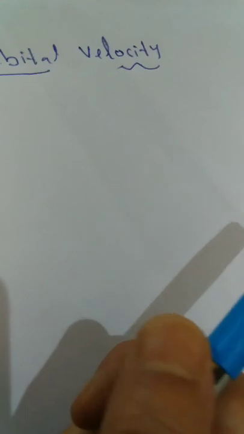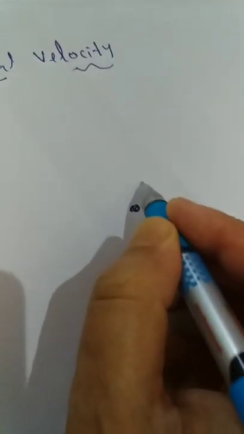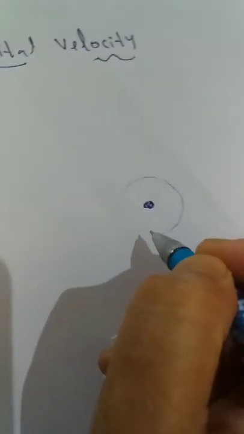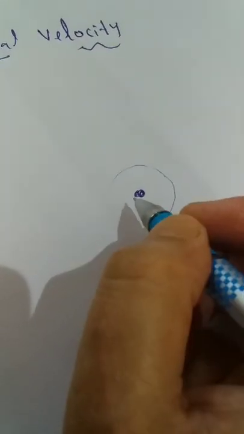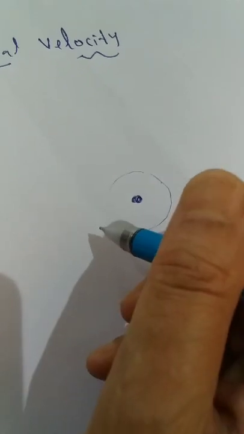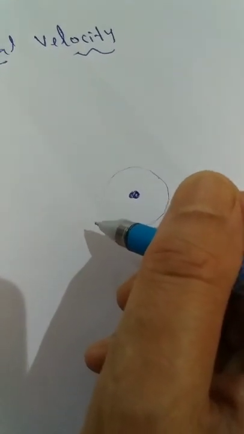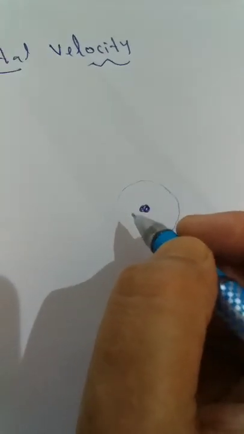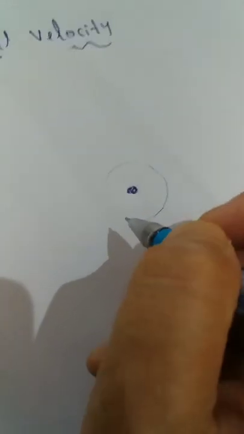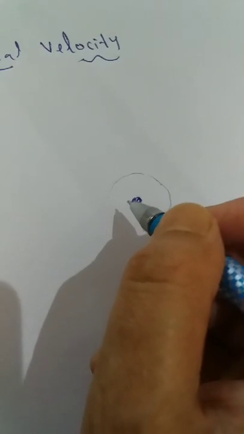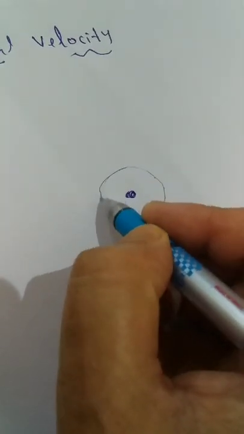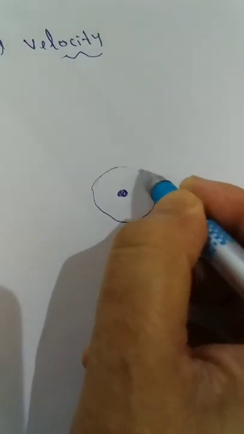Suppose this is the Earth. The Moon is moving around the Earth in a circular path. This is called a satellite of the Earth. Just like other heavenly bodies which move around other planets, they are called satellites of those planets. That means when any satellite is moving around a planet, it moves in a path which is mostly circular.